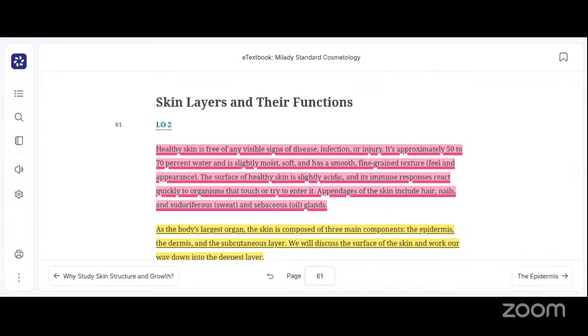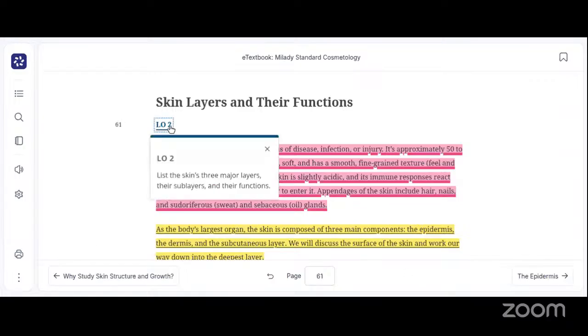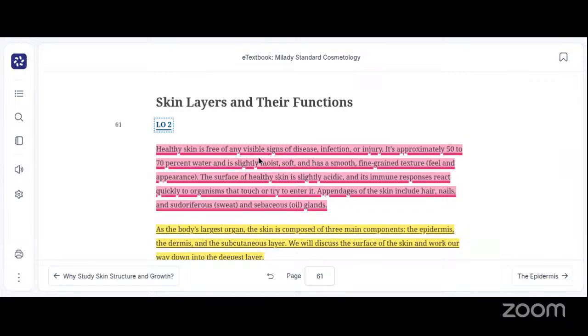We were supposed to discuss, or you guys were discussing, the functions of skin. Let's break down those functions of skin. This is skin layers and their functions. The lesson objective for today is to list the skin's three major layers, their sublayers, and their functions. Healthy skin is free of any visible sign of disease, infection, and injury.